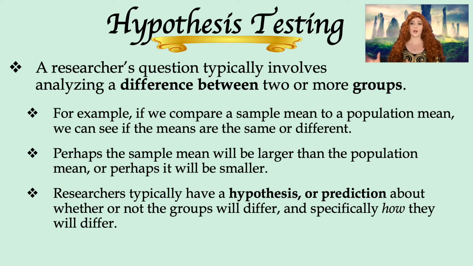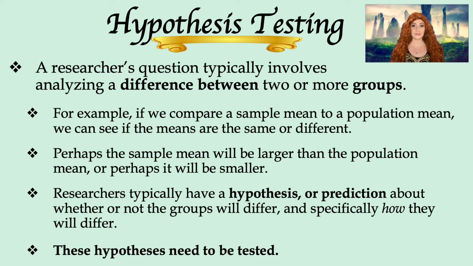Will one group score higher than the other one? Will one group score lower? Etc. So a hypothesis is this prediction or educated guess that the researcher is bringing to the analysis in relation to the research question. But these hypotheses actually need to be tested. So using statistical analyses, a researcher can go from an educated guess or prediction to something that they can confirm if it is valid or not. And the way that we do that is through hypothesis testing.